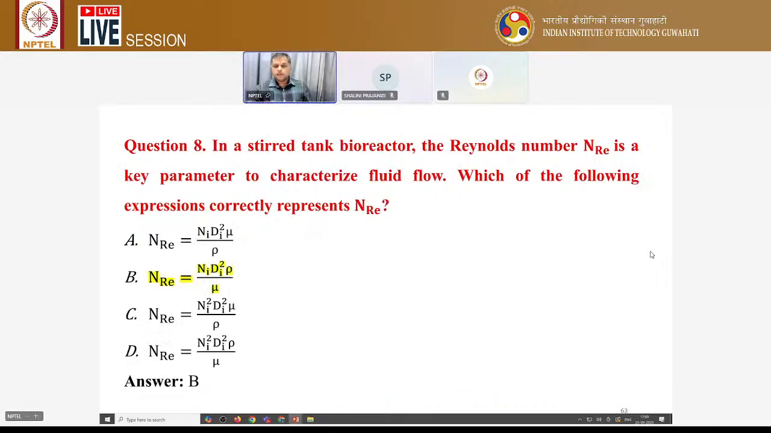Next is how the Reynolds number is defined. We already discussed that Reynolds number is equal to rho V d upon mu. The rho is there, V will be replaced as N_i D_i, and d is again replaced by D_i, upon mu. This becomes N_i D_i square rho upon mu. This is the N_Re, the Reynolds number.